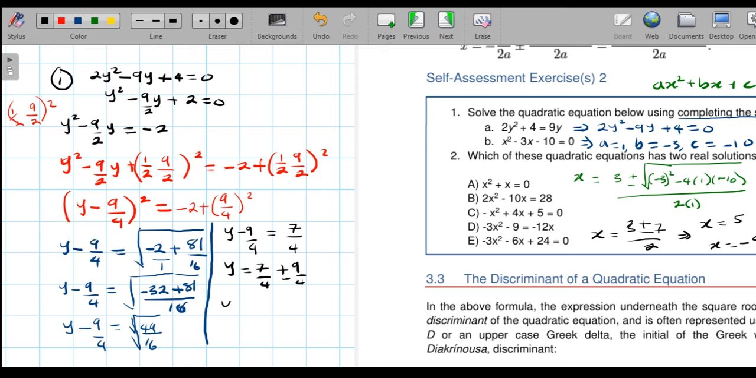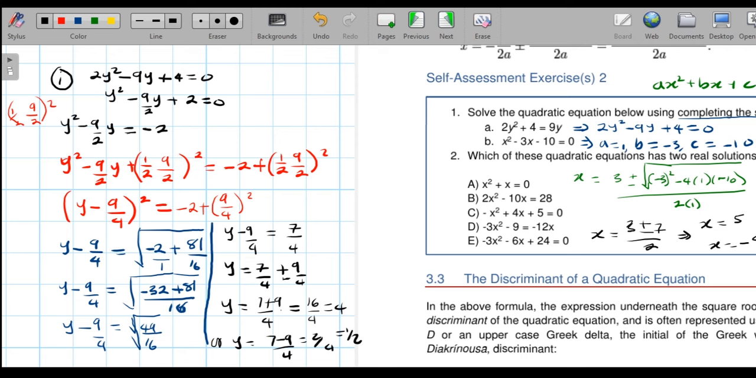So y is going to be equal to, the first one, 7 plus 9 over 4, right? Because the 4 is on both sides, which is 16 over 4, which is equal to 4, or y is going to be equal to 7 minus 9 over 4, which is equal to 2 over 4, which is equal to 1 over 2.